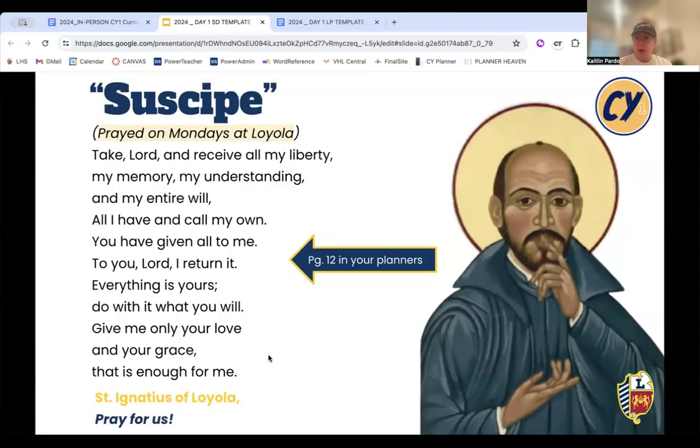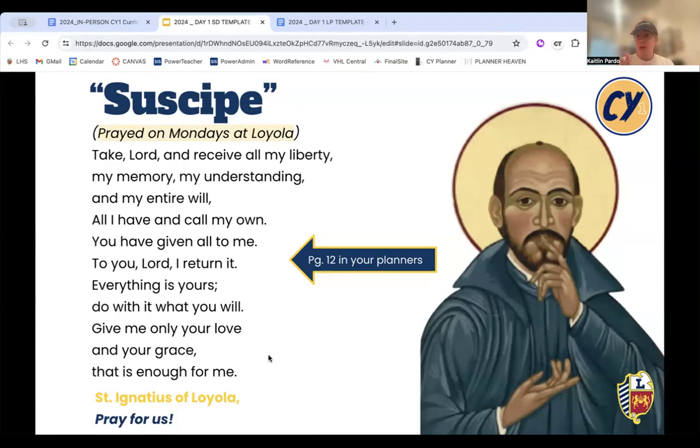We'll say, Loyola High School is a Jesuit school, and also a Catholic one at that. And so we're going to pray the Suscipe. The Suscipe is prayed on Mondays at Loyola. So one thing we're going to do before we get started is we have this call and response. I'm going to say St. Ignatius of Loyola, and your response is going to be pray for us. So we're going to practice that. St. Ignatius of Loyola, pray for us. St. Ignatius of Loyola, pray for us, and do it a couple times.